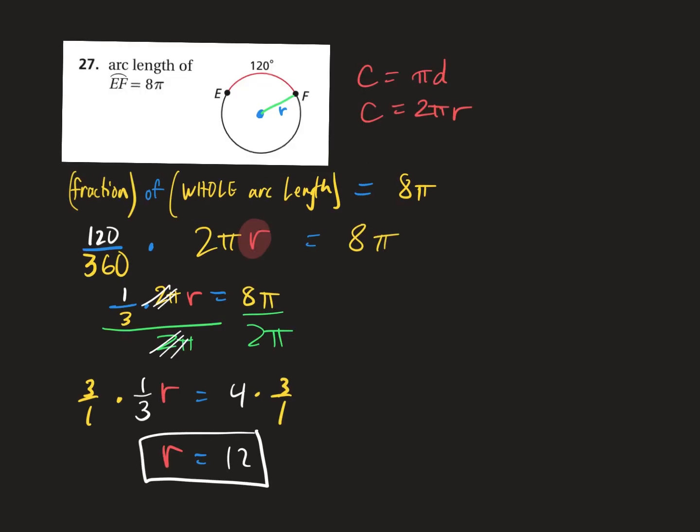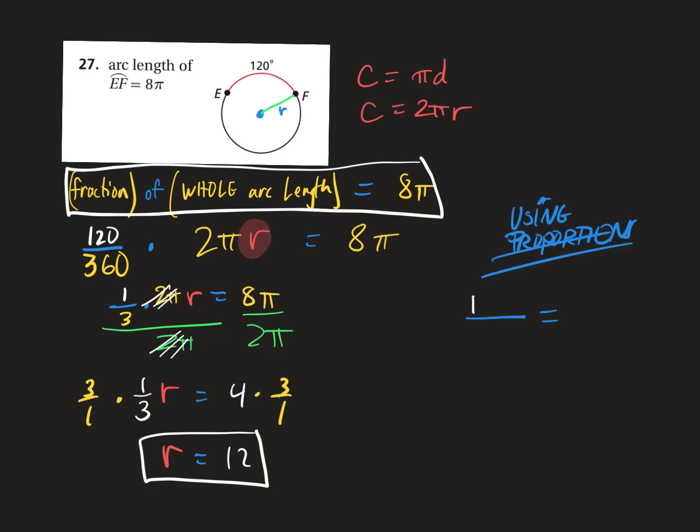I did want to show you also how you can do the same problem instead of using the equation where we do a fraction of the whole, where we can use proportions. So the proportions are both part over whole. So in terms of rotation, 120 degrees for this red arc is part of a whole 360 degrees, just as the part arc length, which is 8 pi, is out of the entire arc length, which is circumference, 2 pi r.